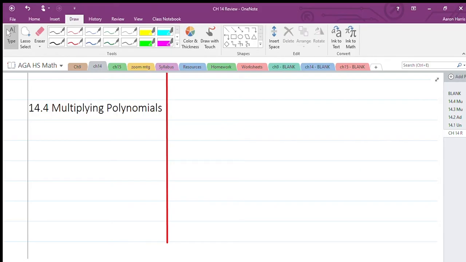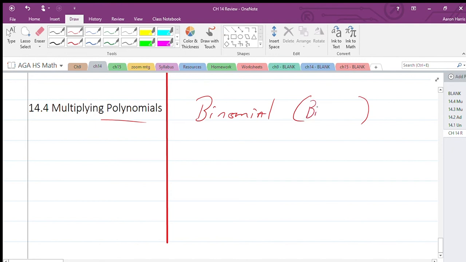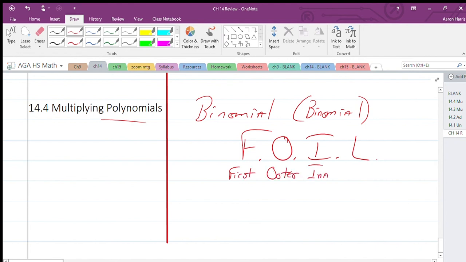Okay, multiplying polynomials. So the first one is a binomial times a what? That's right, binomial. Okay, and what do we use to do that? FOIL. What does FOIL mean? First, outer, inner, last. This is nothing more than distributing, but we gave it an order, so it tells you what to do.